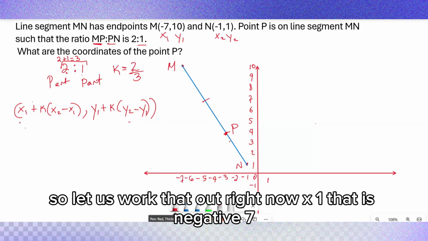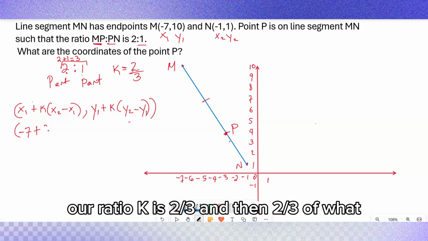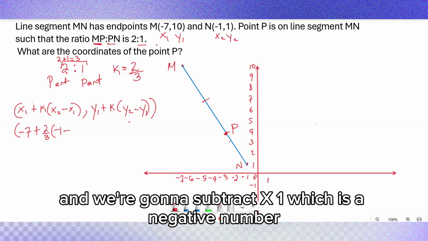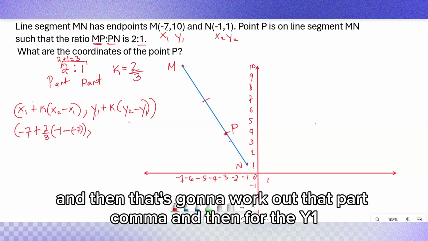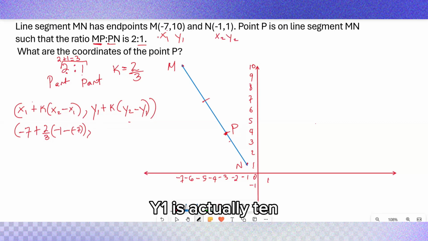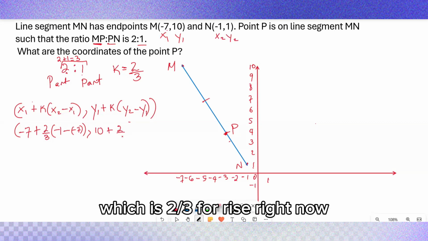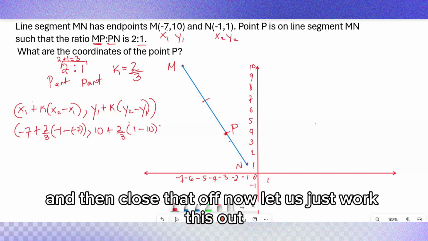x1 is -7. So -7 will be waiting here, and we're going to add this to our ratio K, which is 2/3. And then 2/3 of what? x2. x2 is -1. And we're going to subtract x1, which is a negative number. So watch my parentheses there, right? And then that's going to work out that part, comma. And then for the y1, y1 is actually 10. And we're going to add that to k, which is 2/3, times the rise, y2, which is 1 minus 10. Right there. And then we close that off.